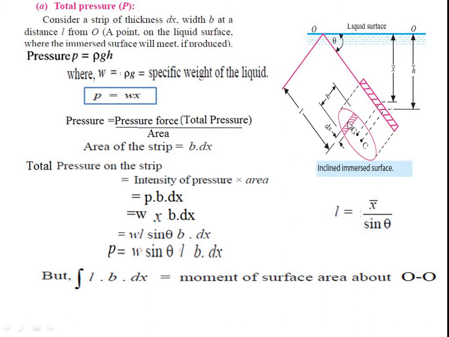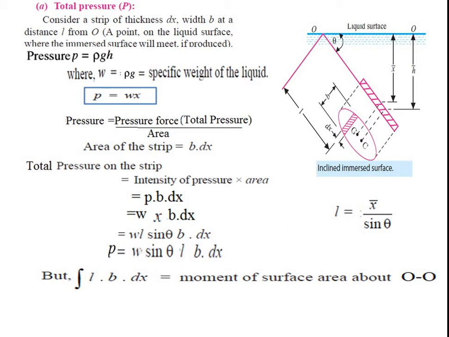To generate a generalized equation for the immersed body in the liquid, we can take the integration of both sides. So the total pressure on the body, the integration of the strip, is nothing but the total pressure on the body. P can be given as the integration of W sin theta L B into dx. Now in this terminology, W is nothing but the specific weight of the liquid and it is considered a constant.